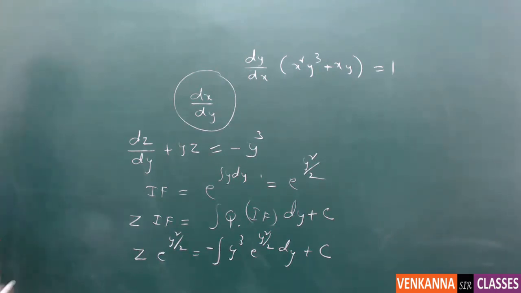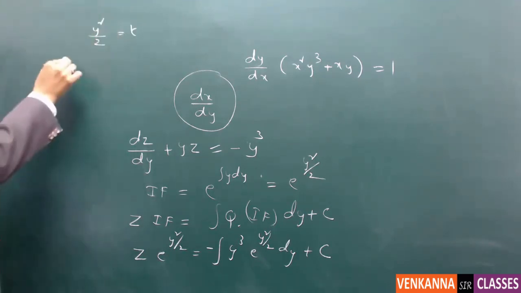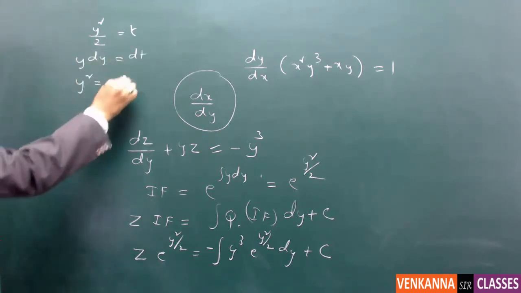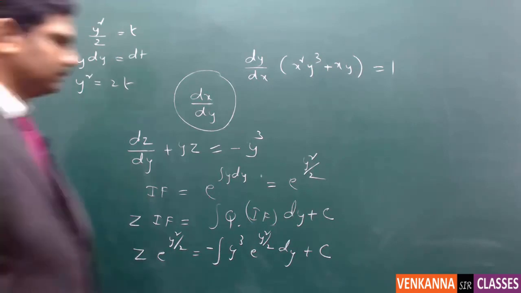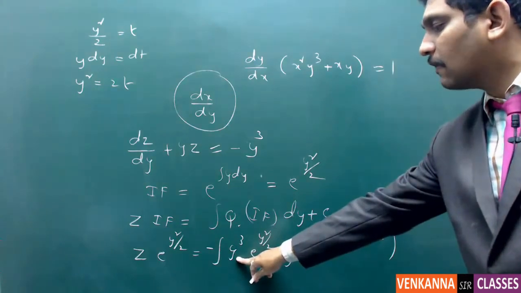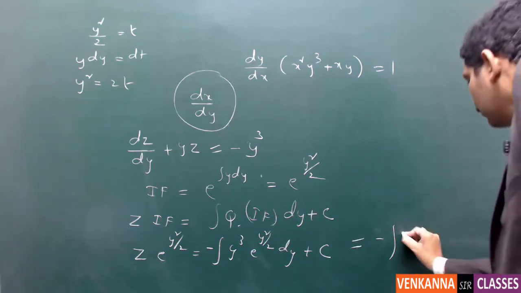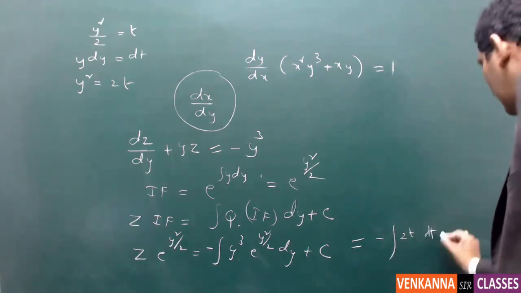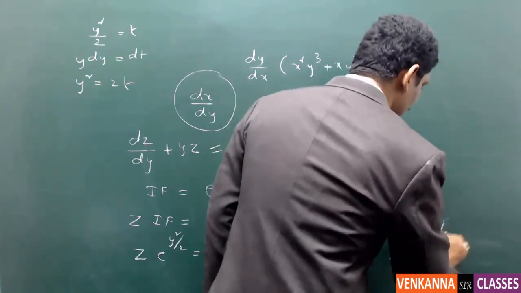Yeah, very good. So take y square by 2 is equal to t. So y dy is equal to dt and y square is equal to 2t. So by making these substitutions here, it will come as minus. So y cube can be written as y square into y, so that y square is nothing but 2t, y dy is nothing but dt, and this is e power t. So in a simple manner you can write that 2t e power t dt plus c.